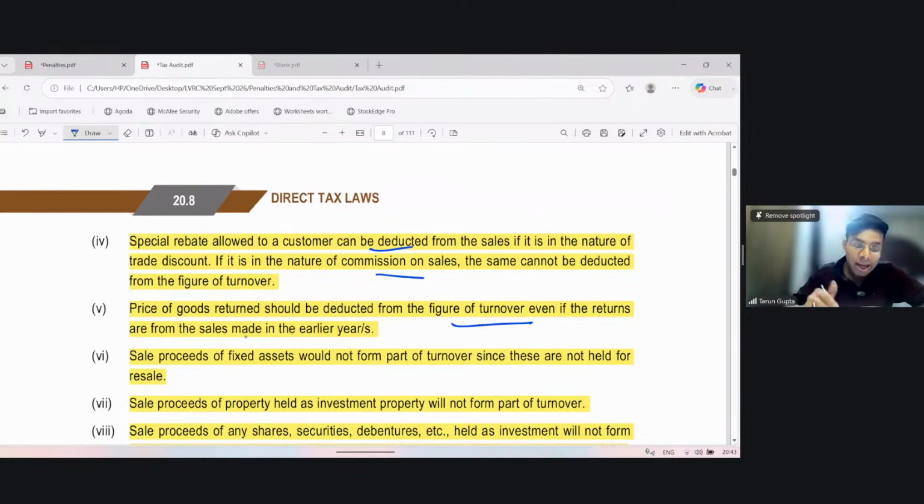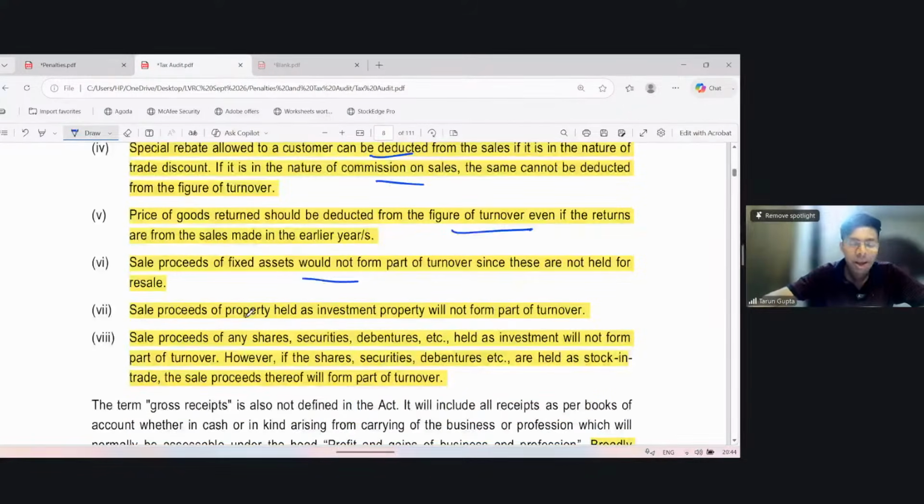Okay. Sale proceeds of fixed assets would not form part of turnover, of course, since these are not held for resale. Similar to this, sale proceeds of property held as investment are not part of turnover. Similarly, sale proceeds of shares and securities held as investment do not form part of turnover. However, if they form part of stock in trade, then of course their sale proceeds form part of turnover.